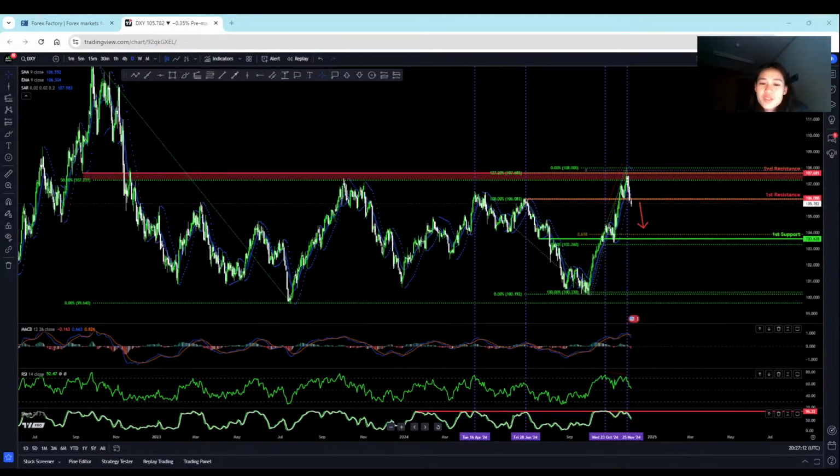Speculation overall is that Trump's policies will push the currency higher. But from I think last Friday, that's when the US dollar started dropping. So it's pulling back from this sharp run upwards recently, especially after the elections. But yeah, there is this pullback that we're looking at currently.